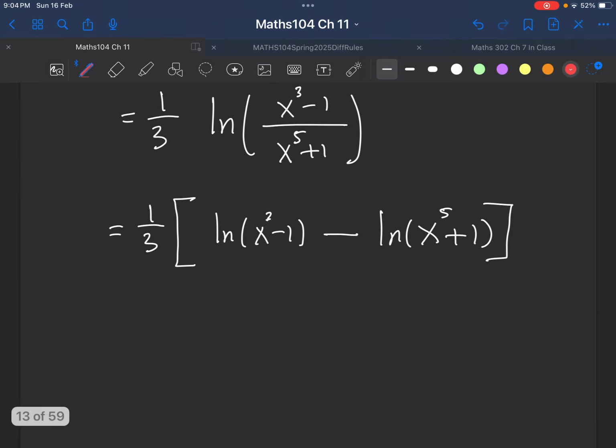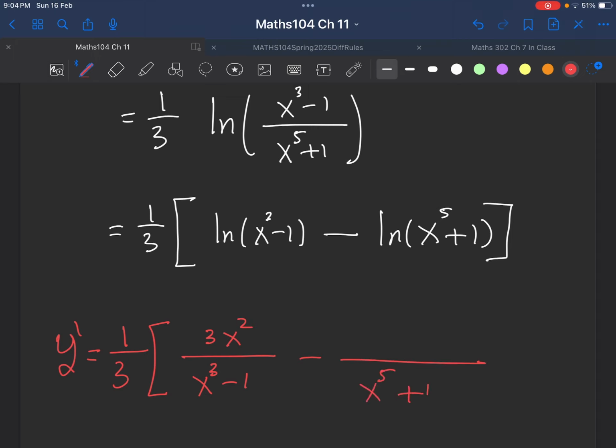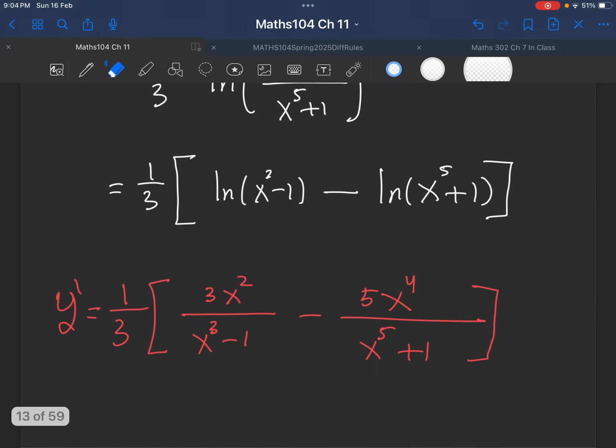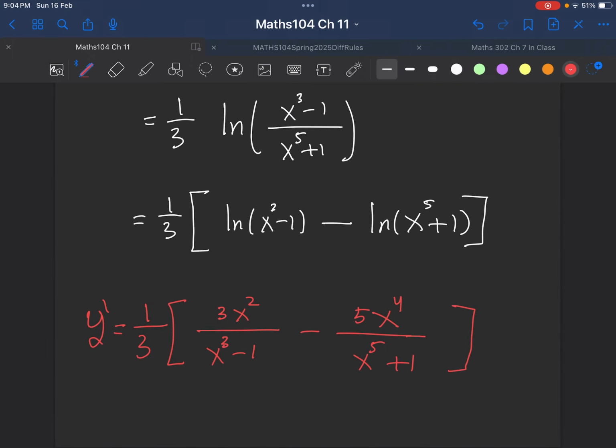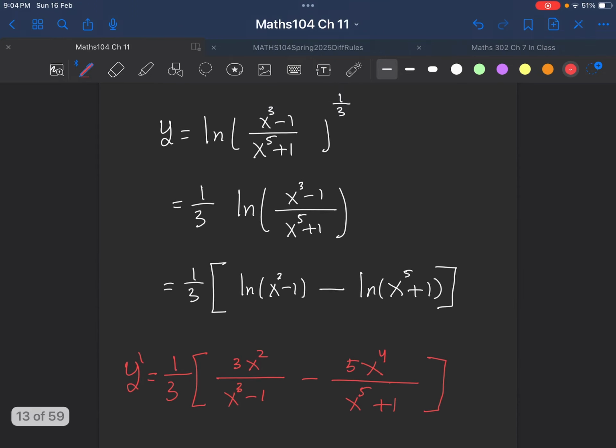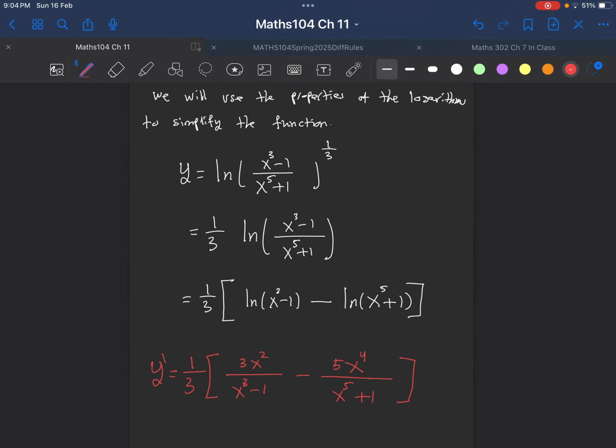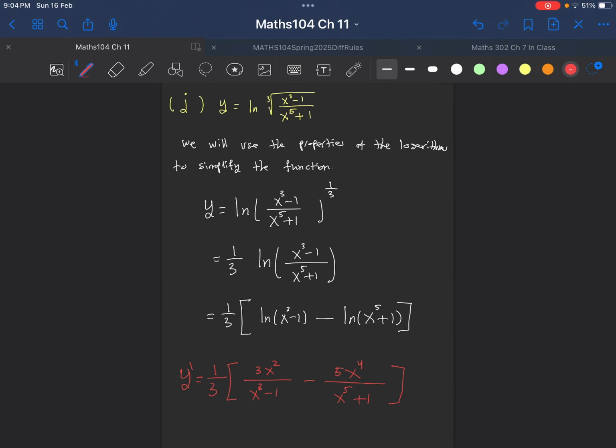And now you just need to find the derivative. What is y prime? It is 1 over 3, and then what is ln u? It is u prime over u: 3x squared over (x cubed minus 1), minus 5x to the power 4 over (x to the power 5 plus 1). And that's what we have here. So sometimes we can deal with the derivative if we use the properties of the logarithm. The logarithm will be more simplified and we can deal with it with ease.